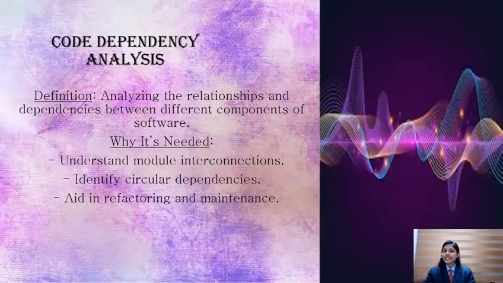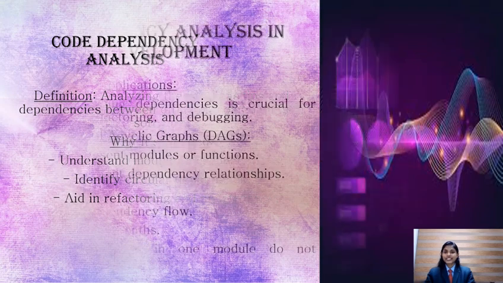So, what exactly is code dependency analysis? It is the process of understanding how different components of a software system depend on each other. Why do we need this? Well, imagine working on a large project where one change causes unexpected issues in multiple places. With dependency analysis, we can visualize these relationships, identify circular dependencies, and make better refactoring decisions.